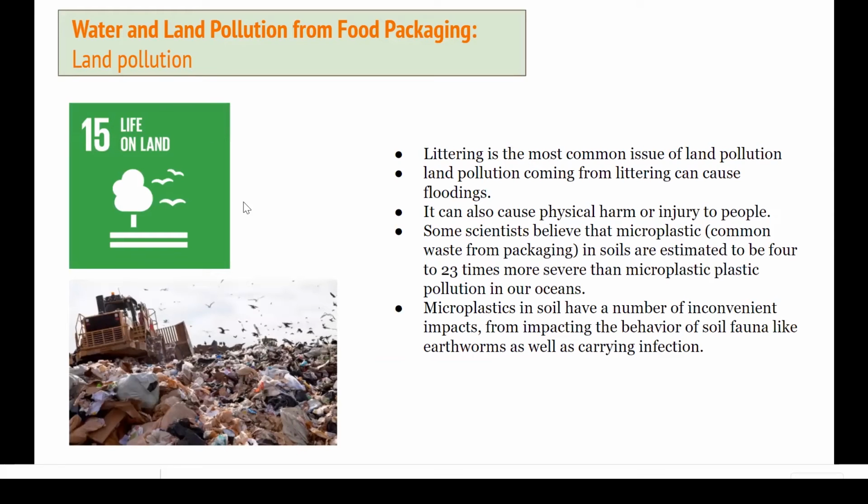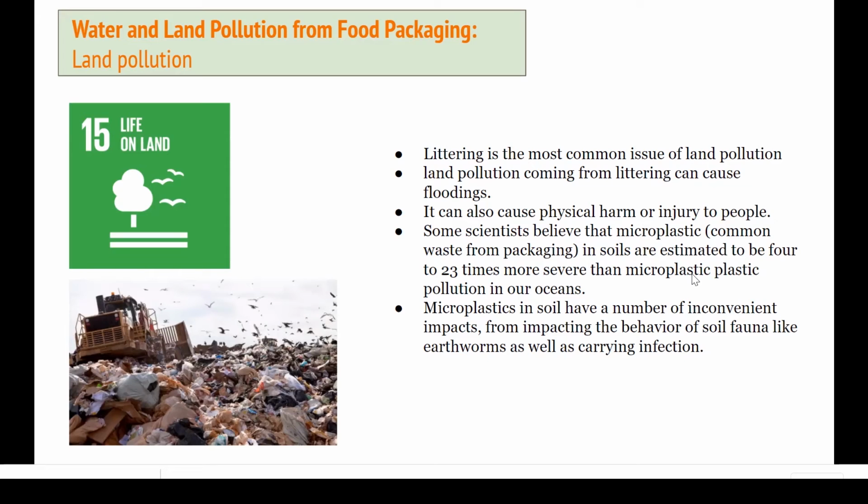So the issue caused by food packaging affects number 15 of the SDGs, so life on land. Littering is the most common issue of land pollution due to food packaging. Usually people are careless and sometimes they don't even have time, or are uneducated, who knows. So instead of throwing it properly or recycling it, they litter it, and then it causes land pollution. Land pollution causes flooding, and it can also injure people.